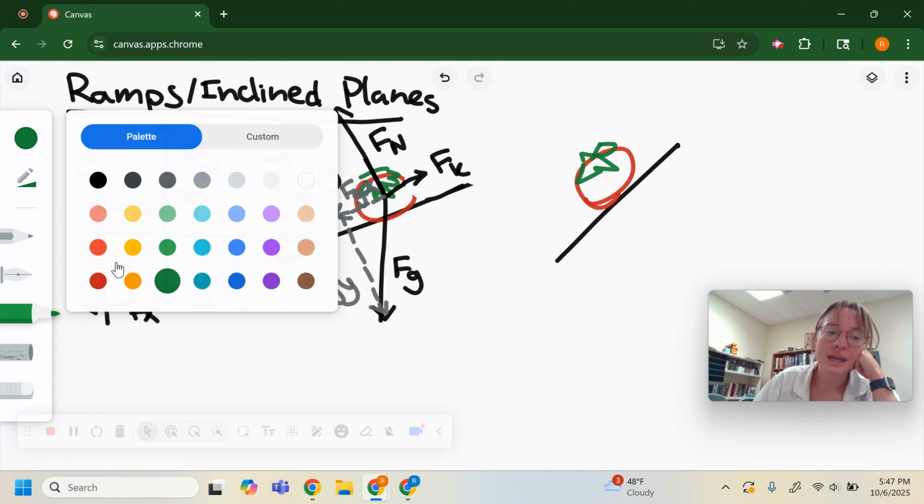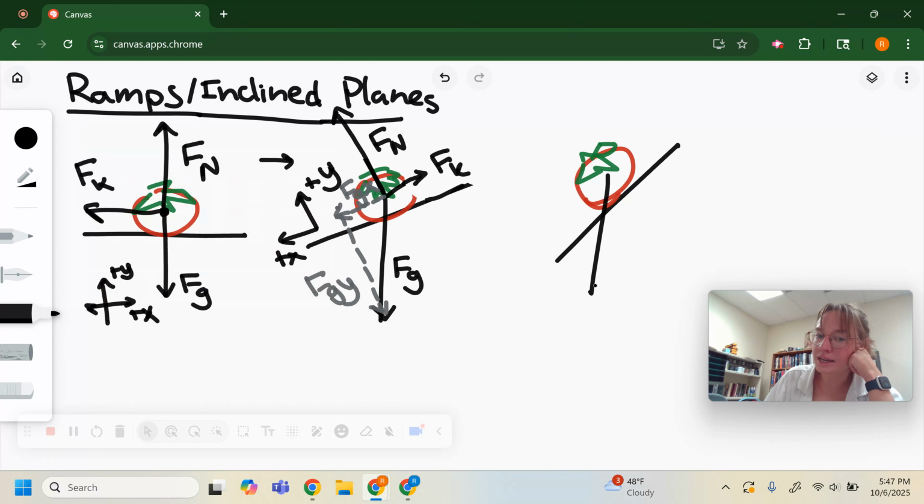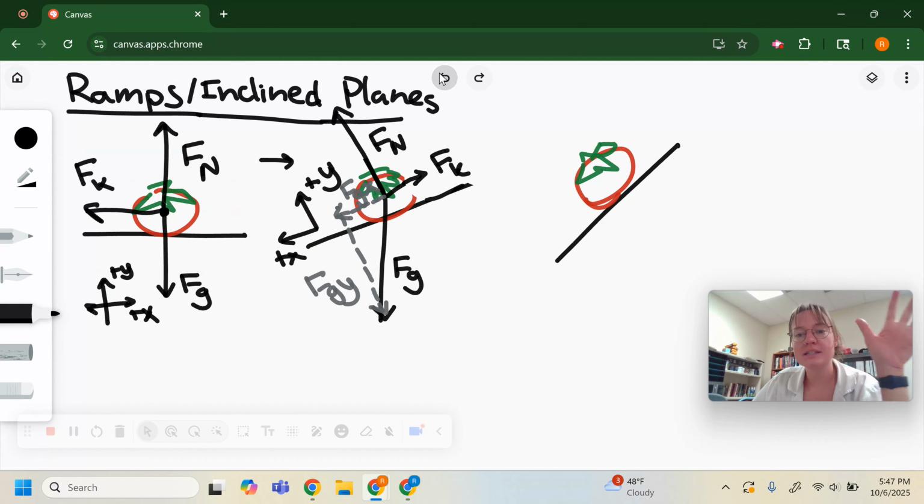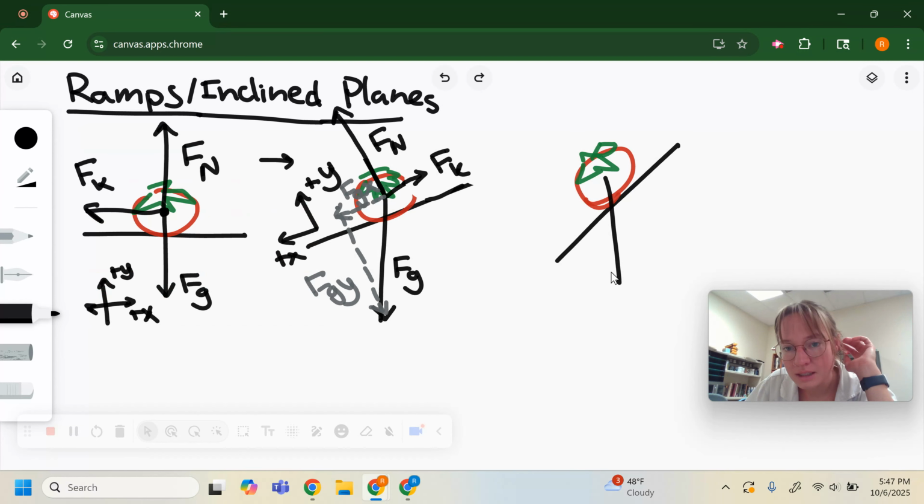Okay. You say, Miss Wilson, at this point, I'm a pro. I drew the weight going straight down. And I say, yes, of course you did. Because you know that the weight does not care about the fact that this tomato is on a ramp. Gravity does not care at all. Gravity says, nope, I will be exactly the same here as I was before, and I will pull this tomato straight down towards the center of the earth.